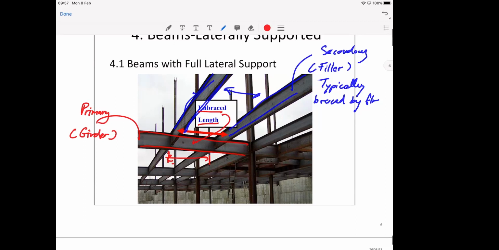In the meantime, the blue one, the secondary beam, the filler beam, is braced by the floor. So you don't need to be concerned with the unbraced length at all. But for the primary beams, you need to consider that. And that will be the next topic, not now. Okay.